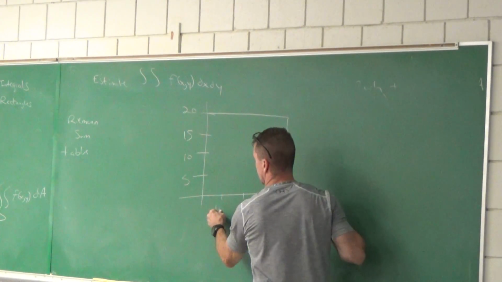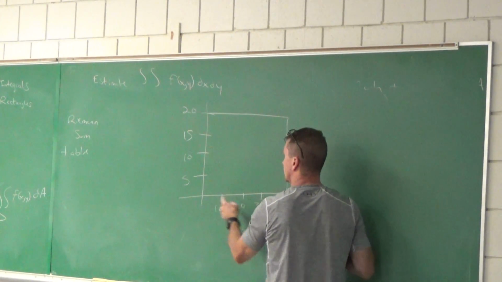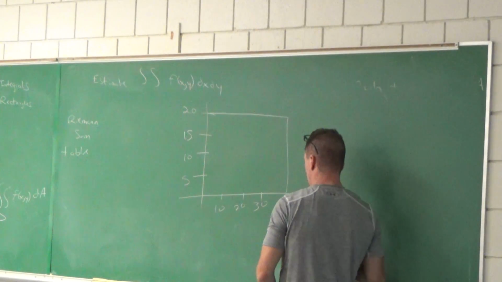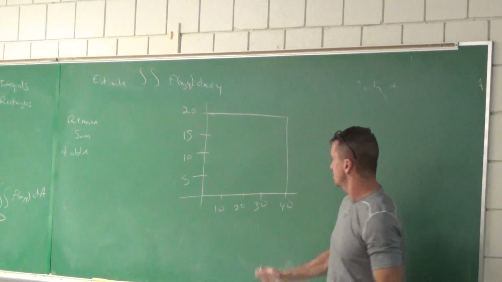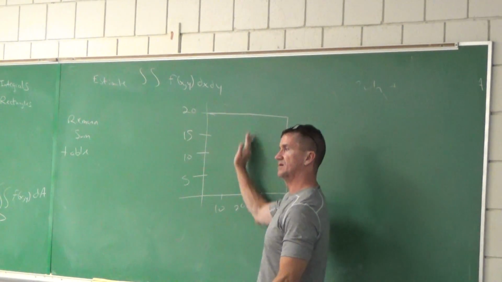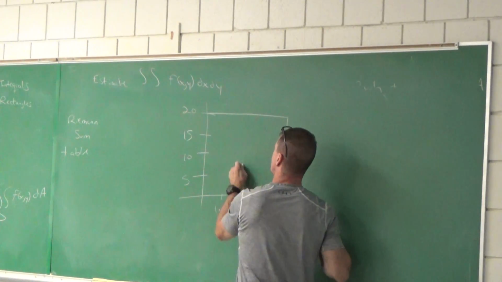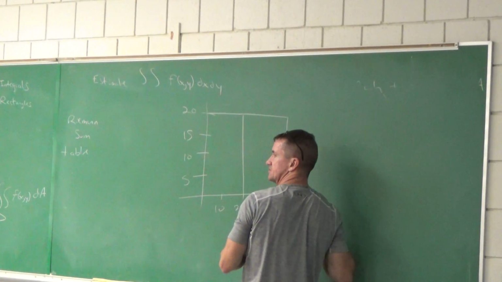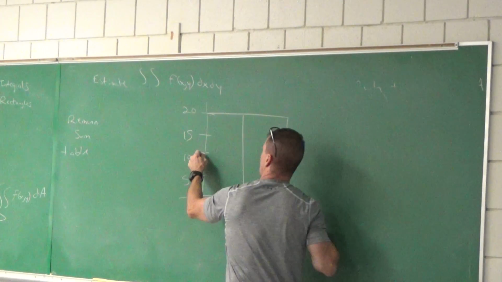So what would this be? 10, 20, 30, 40. This would be 5, 10, 15, 20. They said M equals 2, N equals 2, so I should split this up into what? Split this into 2 regions for M equals 2, and N equals 2, split that into 2.